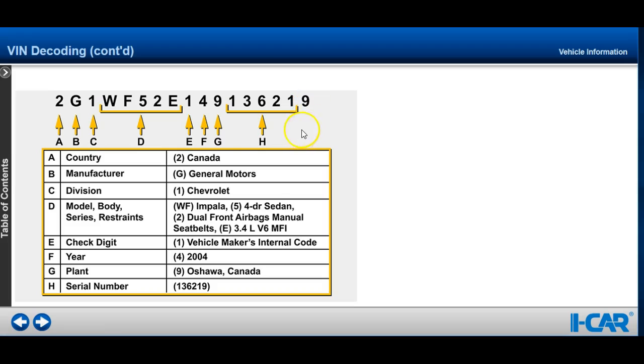number of that vehicle. So if we look at this one, you know, that F, okay, year 2004. If we go to F, we see that 4 tells us it is a 2004 Chevrolet. Okay, we know this is a 2004 Chevrolet made by General Motors in Canada. The plant was in Oshawa, Canada, and it was an Impala 4-door, dual front airbags with a 3.4. So a lot of information can be found by the VIN number, and it's very important to get that so that we can get the proper parts and things of that nature.